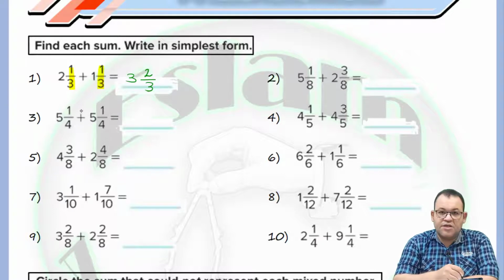Now look at 2 over 3. Is it the simplest form or not? You will find that there is no common factor between 2 and 3 except 1. It means 2 over 3 is the simplest form. Again, in question number 2.